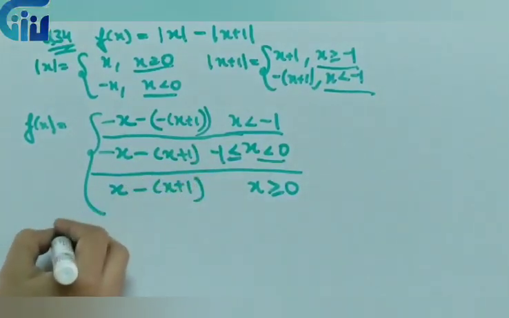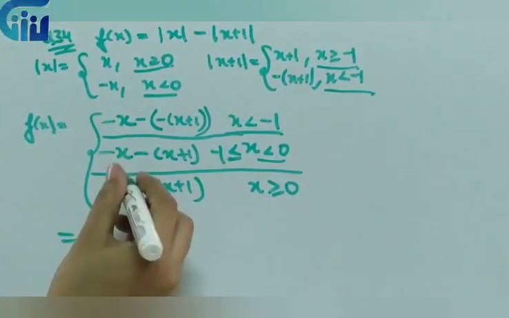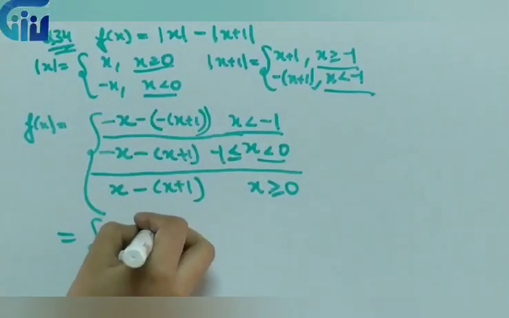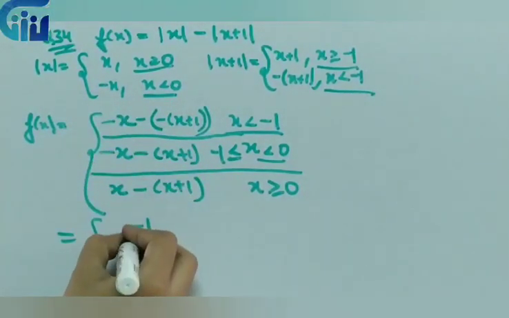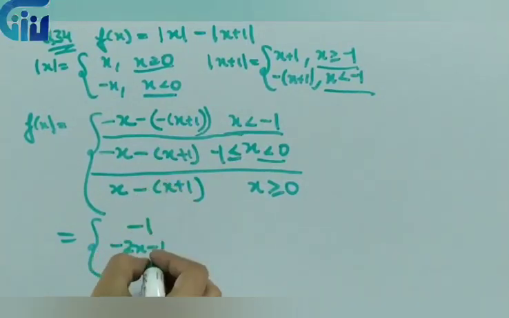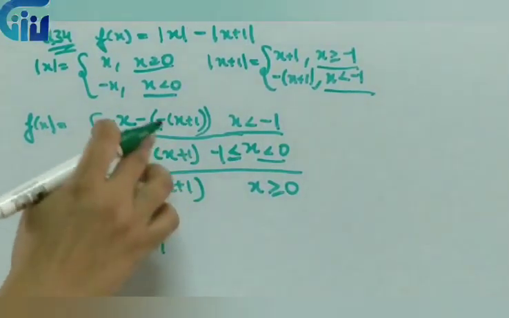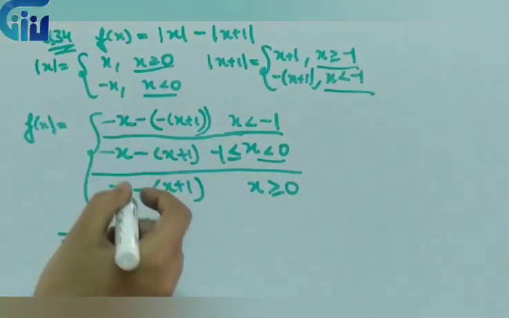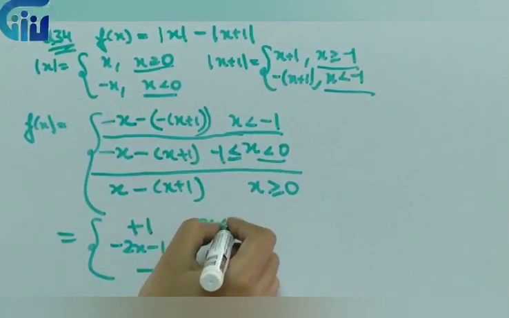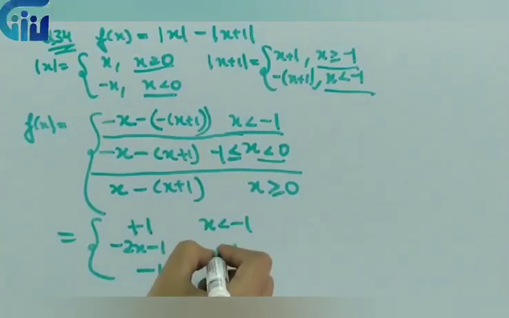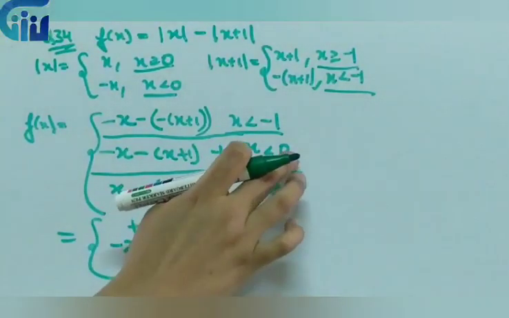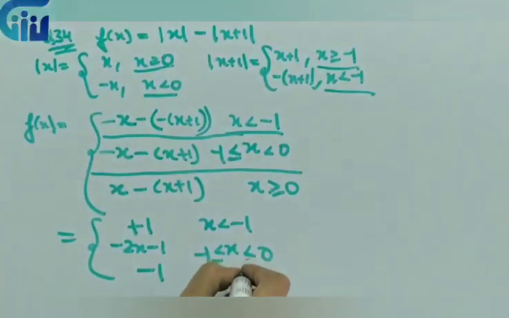So let's solve it up and see what we are getting. Over here we are getting minus x plus x and minus 1, so this will be minus 1. Over here this will be minus 2x minus 1, and over here this was plus 1, this will come out to be minus 1. So x less than minus 1, x greater than or equal to minus 1 and less than 0, and x greater than or equal to 0, right?